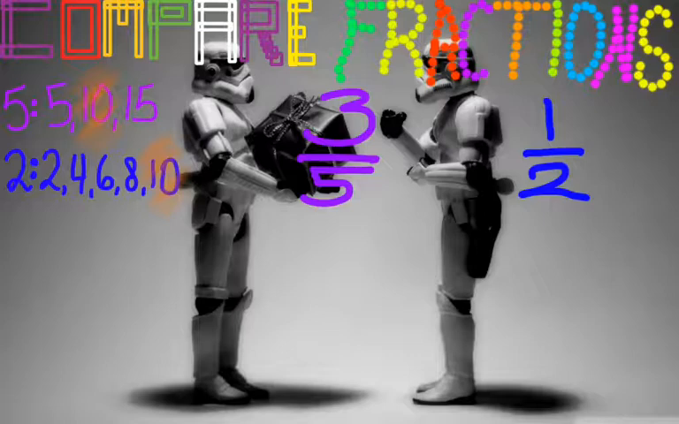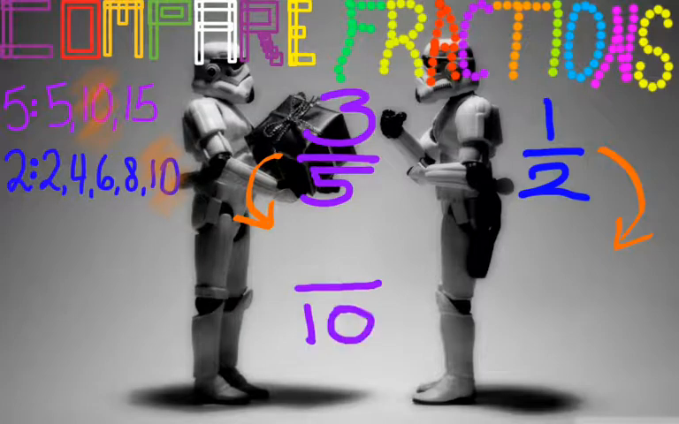So now that we know we have a common multiple of 10, and that's our lowest common multiple, we're going to turn those two fractions, 3/5 and 1/2, into different fractions that equal the same amount. We're going to turn 3/5 into a fraction where the denominator equals that lowest common multiple, which is 10. And we're going to do the same thing with 1/2: turn it into an equivalent fraction that has a denominator of 10.